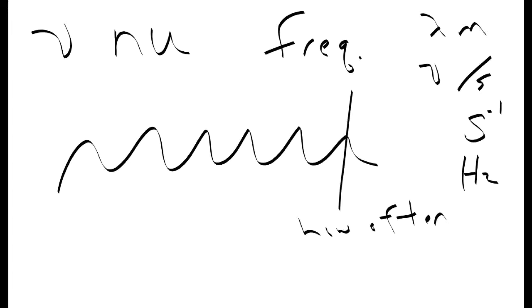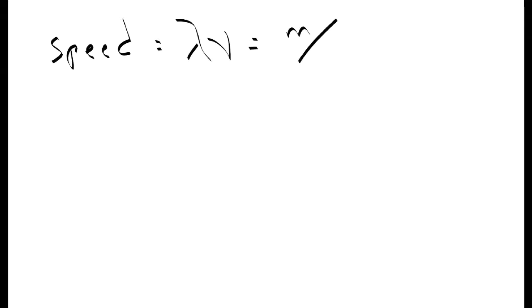Okay. So together, wavelength and frequency give you speed. Okay, so the speed of your waves is equal to lambda nu, wavelength times frequency, and that gives it units of meters per second. Okay? Meters times 1 over seconds gives you meters per second.